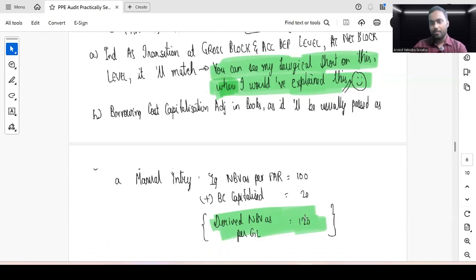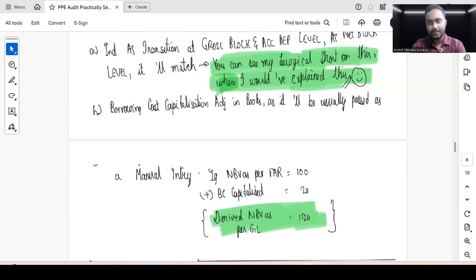So in this scenario, your GL would be higher, but your FAR would be lower, because your borrowing cost does not go into your FAR. It's a manual adjustment which you're doing as an entity. I hope you understood this, guys. So this is usually a typical reconciling item that appears in your FAR versus GL reconciliation. And there aren't many reconciling items, like in your payroll versus GL reconciliation, while doing a FAR versus GL reconciliation. I hope you understood this, guys.